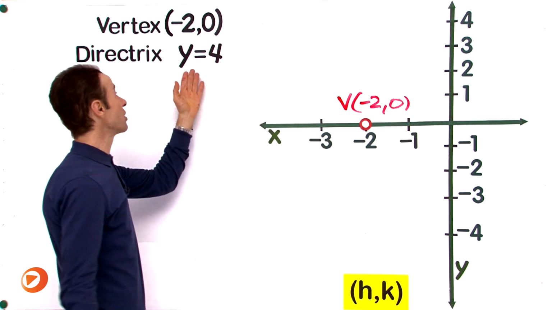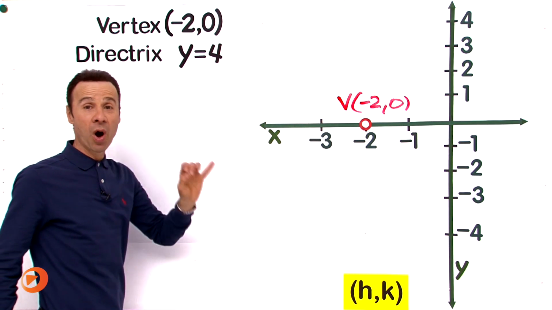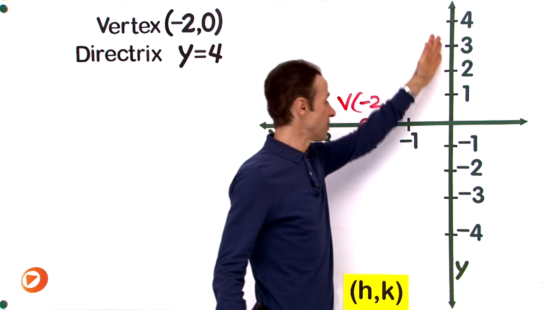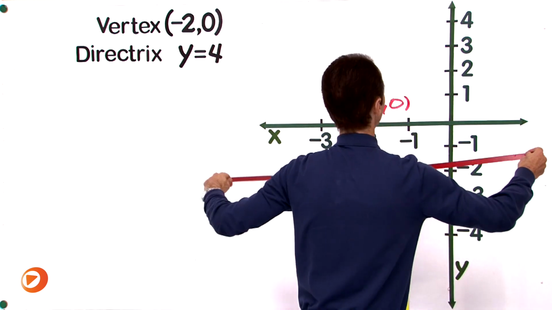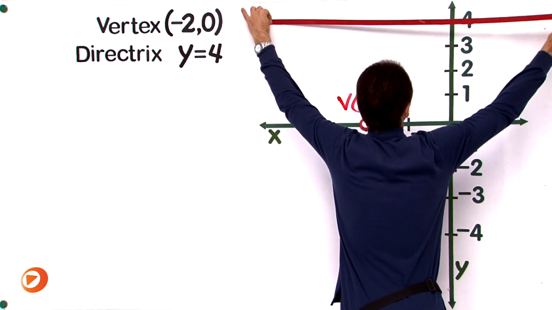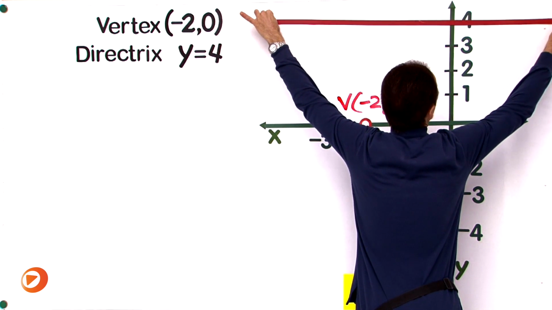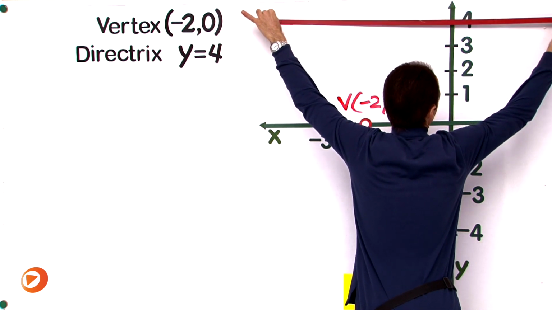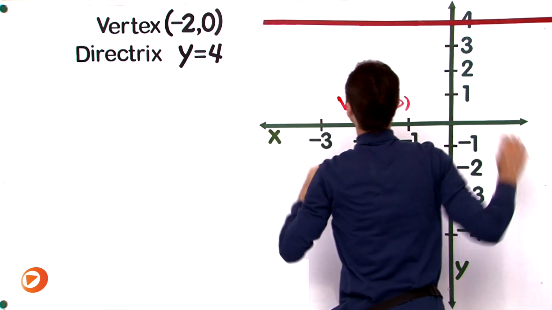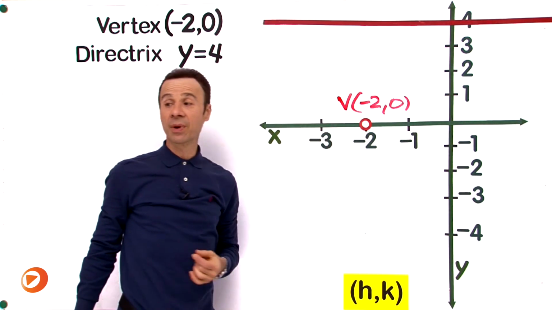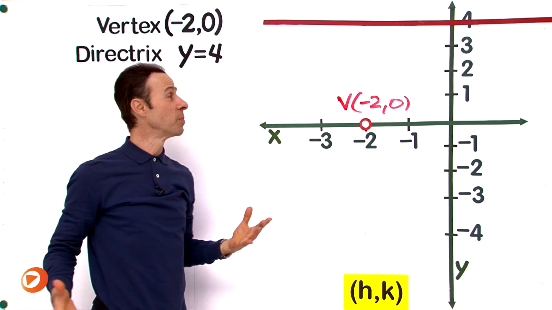What else do they give us? Well, the directrix is at y equals 4. So we've got the y-axis right here. And let's put that directrix in. I'm going to put it in red. So that's going to go through 4, like that. There we go, through 4. There's our directrix going across there. So we have those 2 pieces of information.